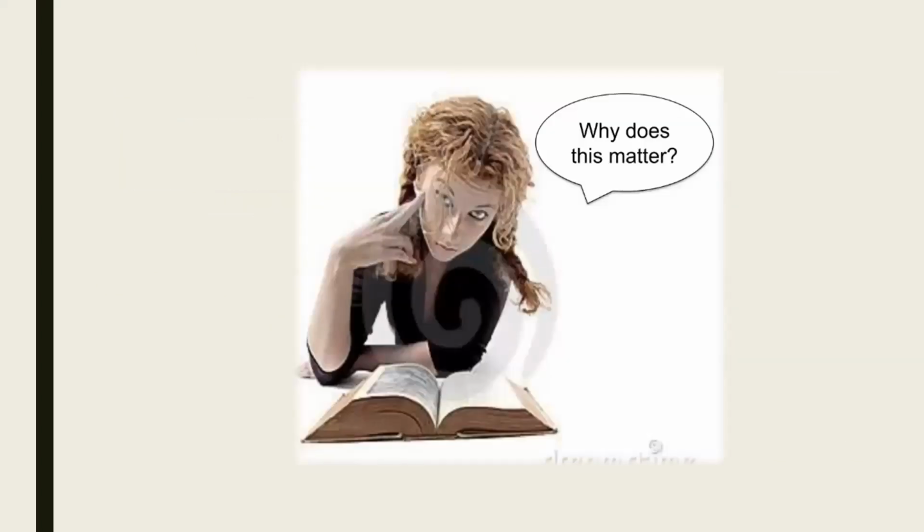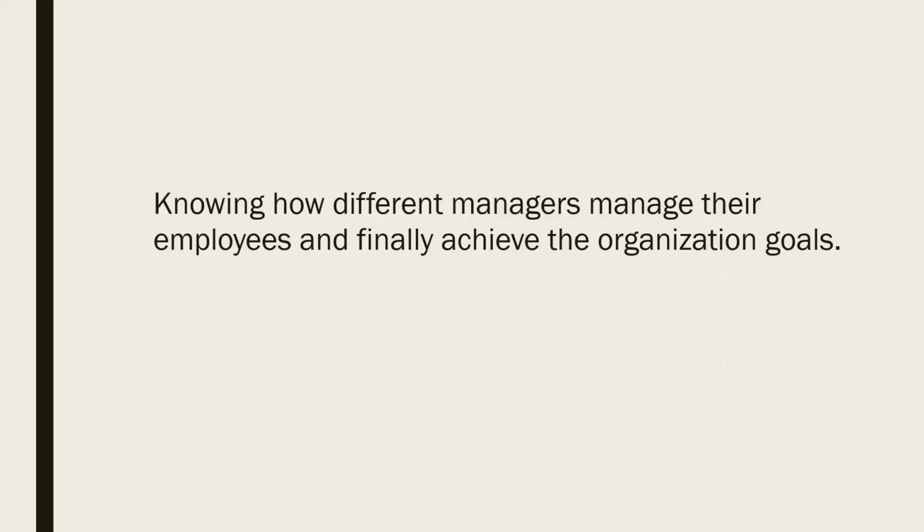Why does this matter? Knowing how different managers manage their employees and finally achieve organizational goals is the ultimate reason why people learn Theories X, Y, and Z. When it comes to examples of Theory X, Theory Y, and Theory Z, managers in high pressure, high output organizations will always tend towards Theory X in order to achieve the company's goals as efficiently as possible.